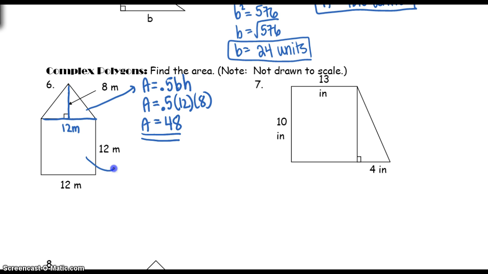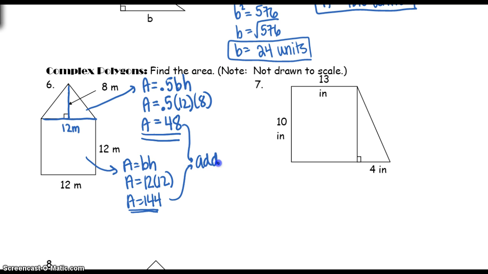The next one is this shape right here. And the area of this would be base times height, or hey, did you notice it's a square? You could say side squared if you want to. I don't use base times height, that's just my style. So area equals 12 times 12. And then 12 times 12, when you type that into the calculator, is 144. Now, this is a complex polygon, so what they want you to do is they want you to add these together. Okay, so 144 plus 48 is 192. We're dealing with area, so it's going to be meters squared.